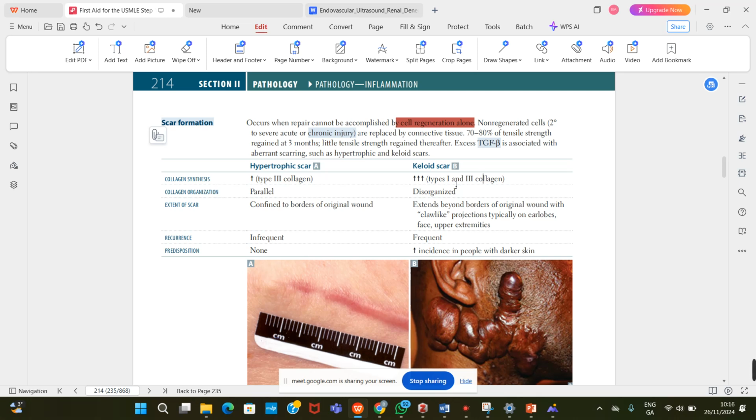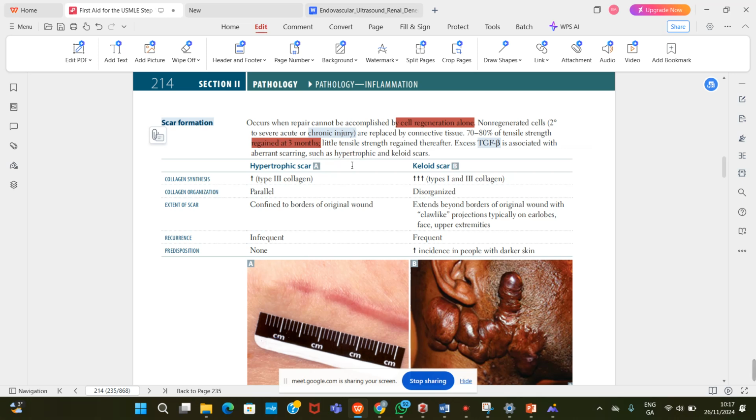And I said that when it gets changed to collagen type 1, the tensile strength of that wound increases. So this brings about the statement that 70 to 80% of the tensile strength is regained at 3 months, when you have collagen type 3 being converted to collagen type 1.